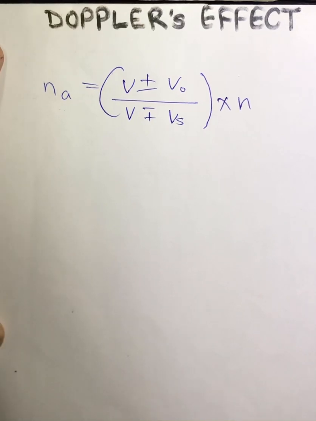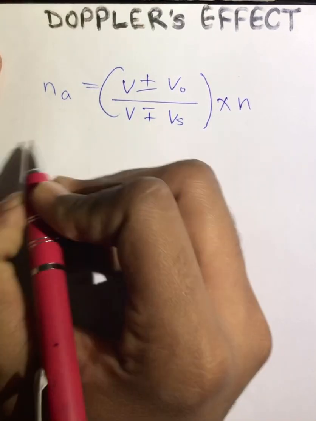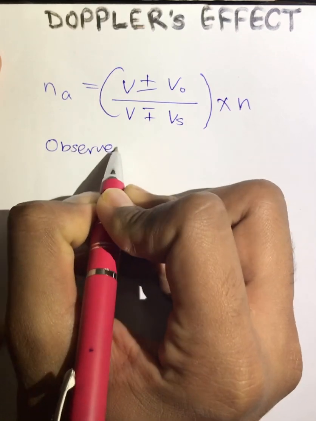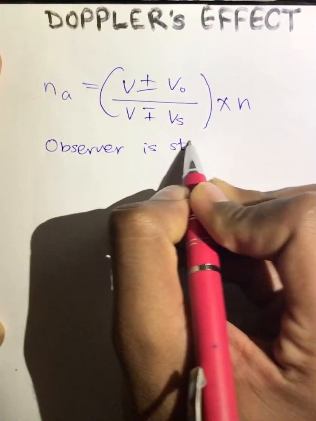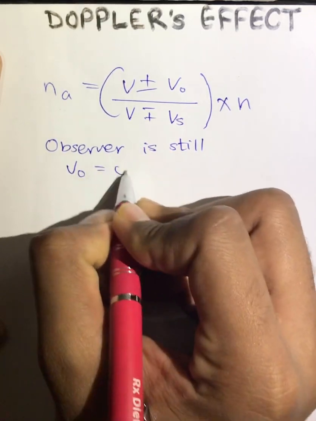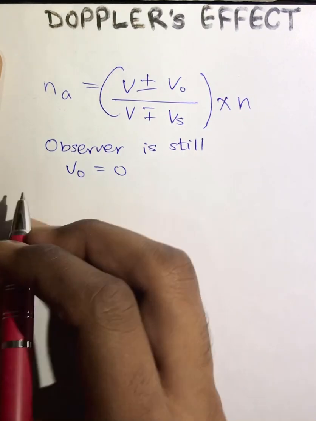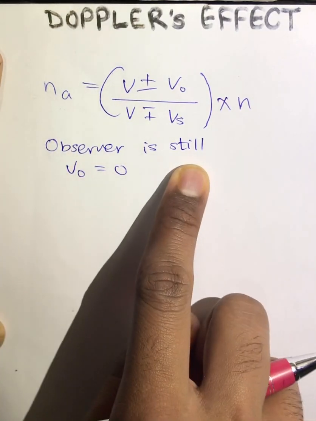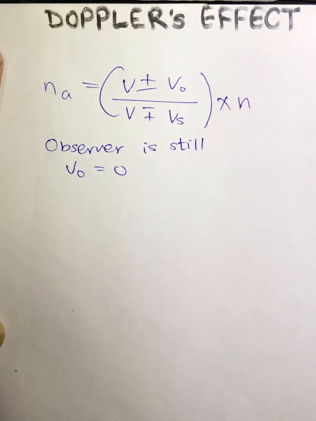So let's consider a few situations. Suppose the observer is still, that is the observer is not moving, therefore the velocity of the observer will be 0. Since the observer is not moving, we consider the source that is emitting the sound to be moving. Now if the source is coming towards the observer, that is the train is coming toward you, the frequency will increase and thus we will hear a larger sound.